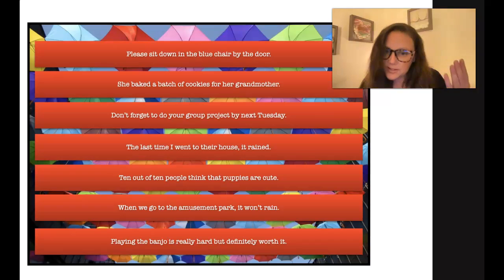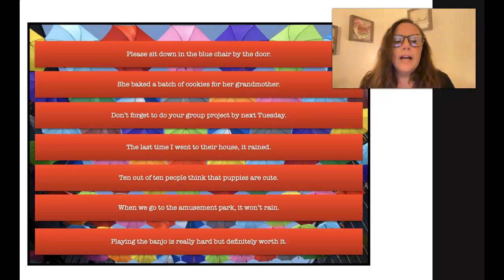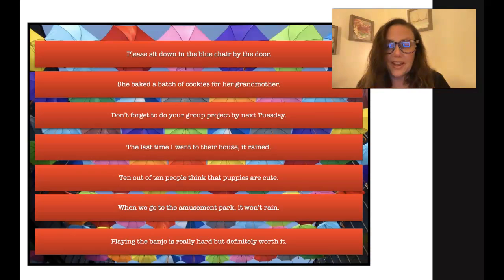As far as expressive language goes, you certainly could have them change one or two words in the sentence to change the meaning. You could even have them change a word that starts with the same letter. So that's another way of doing that.